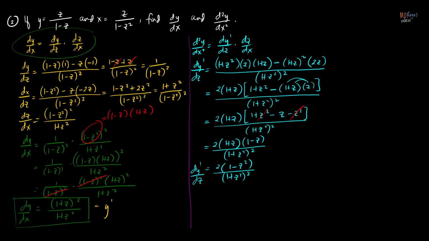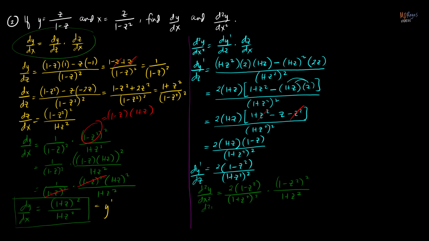Alright, so now we'll get the second derivative of y with respect to x using the formula above. So it's dy prime over dz, which is equal to 2 times 1 minus z squared over 1 plus z squared, quantity squared, multiplied by dz over dx, where dz over dx is still 1 minus z squared, quantity squared, over 1 plus z squared.